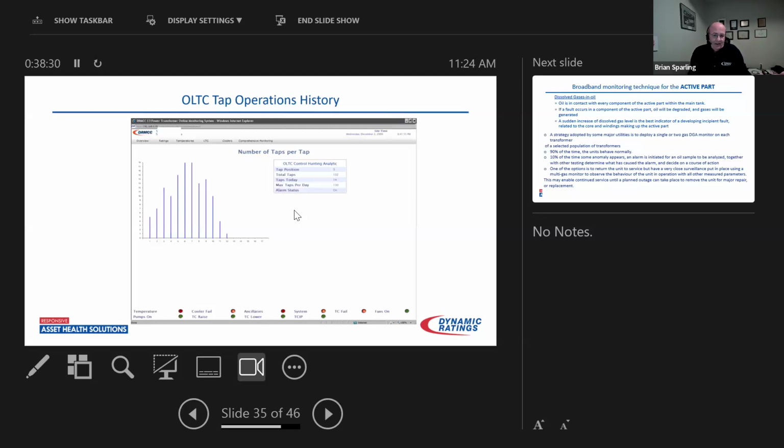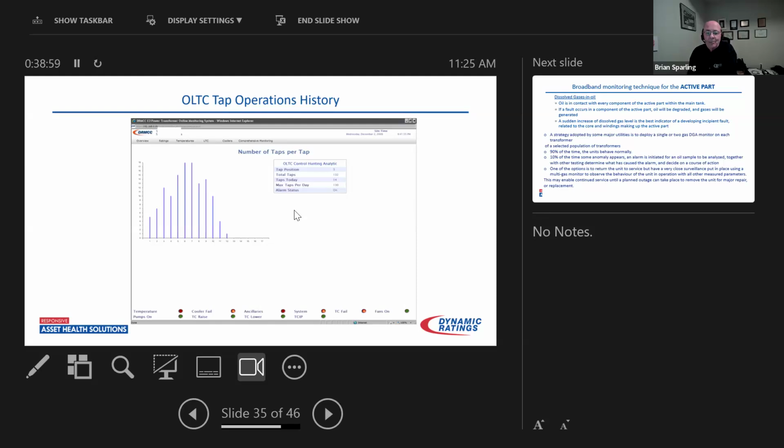The other thing to count, the ability to count, I should say, is the number of operations at each tap position, again from the monitor. So here we see a range of tap positions between 1 and 12. What you're seeing up the left-hand side is the number of counts, the number of times that the switch has moved through that position. So it tells you on the chart how many total taps today.